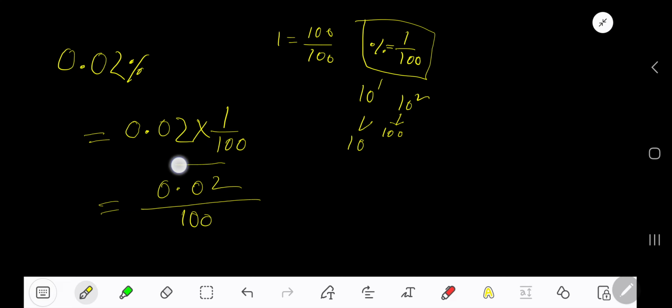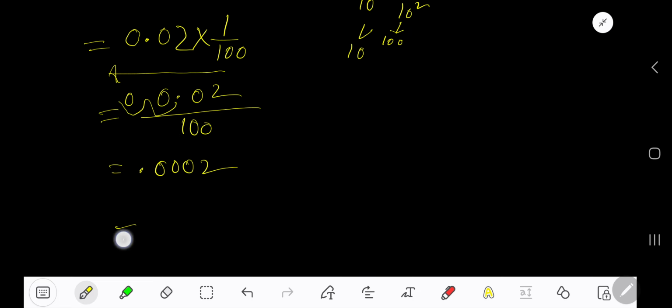Just move the decimal from right to left, equal to that number of zeros. The number of zeros here is 2. So the decimal point will be moved from right to left 2 places. So 1 place, 2 places, with a placeholder 0. So the decimal is 0.0002.